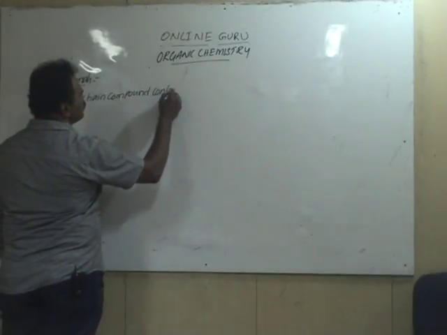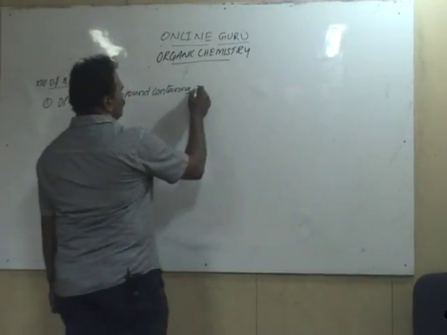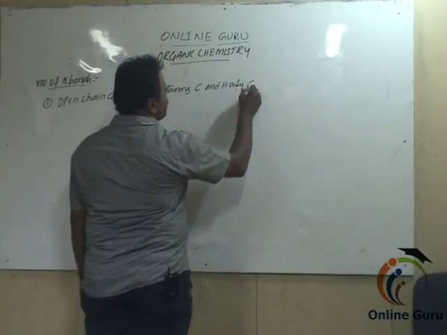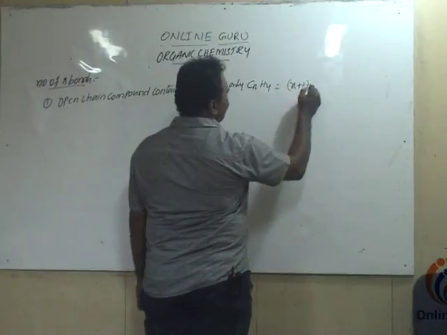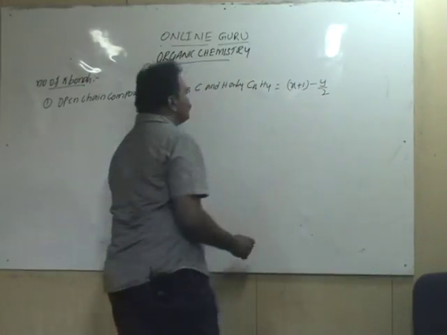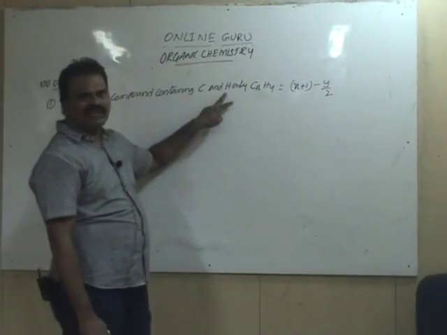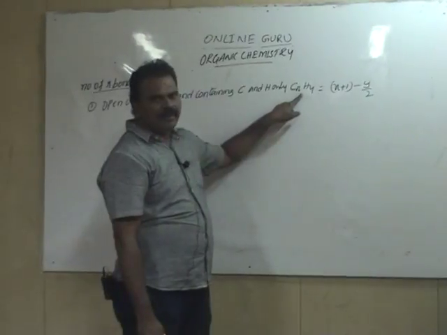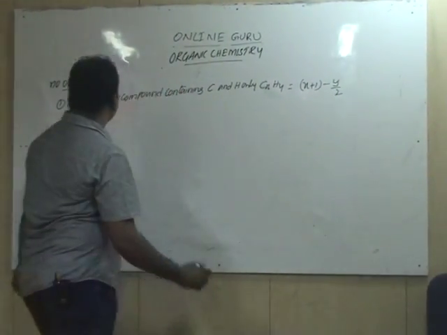Containing carbon and hydrogen only, CxHy: the number of pi bonds equals x plus 1 minus y by 2. This is an open chain compound containing carbon and hydrogen. The given compound has only carbon and hydrogen, so the total number of pi bonds equals x plus 1 minus y by 2.